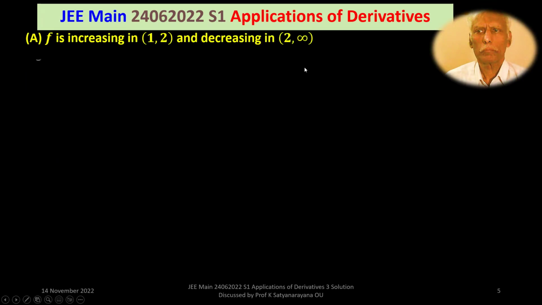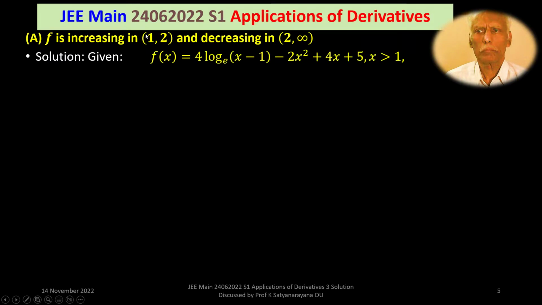First, we take the first option, that f is increasing in the open interval (1, 2) and decreasing in (2, ∞). Because it is the increasing and decreasing nature of the function f(x) which we have to decide, first we take f(x) and take its first derivative. Before going into that, note down that this function f(x) is continuous in the interval (1, ∞). Why is it continuous?